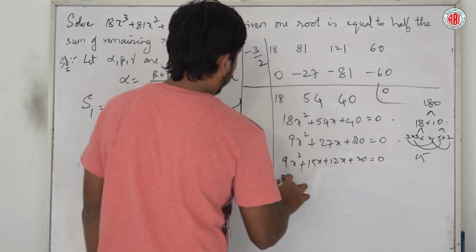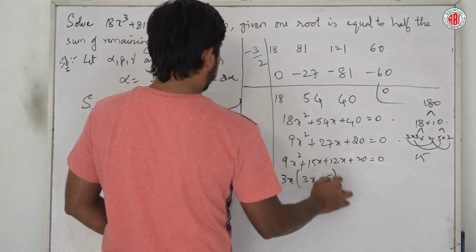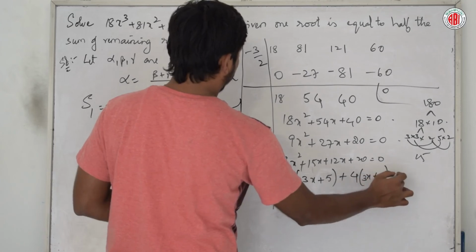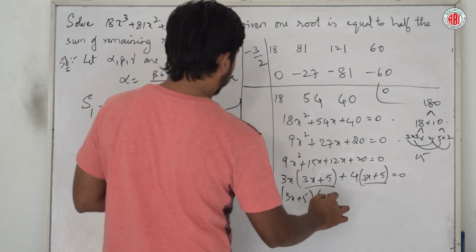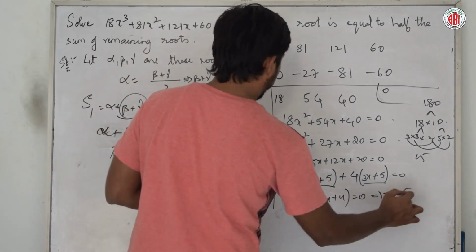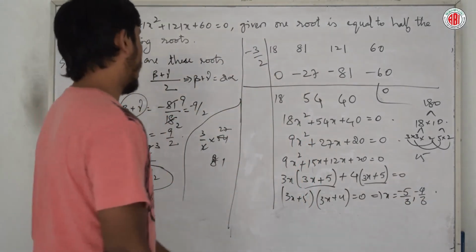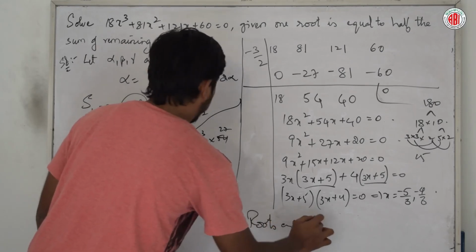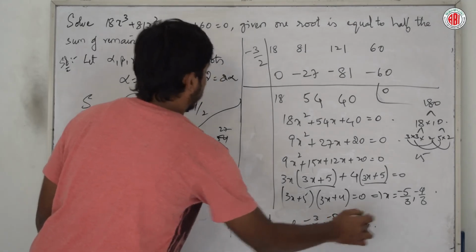Now let us take 3x common here. I will be left with 3x plus 5. If I take 4 common, I will be left with 3x plus 5. If I take 3x plus 5 as common, I will be left with 3x plus 4 equal to 0. Therefore, x is minus 5 by 3, minus 4 by 3. So finally the roots are minus 3 by 2, minus 5 by 3 and minus 4 by 3.